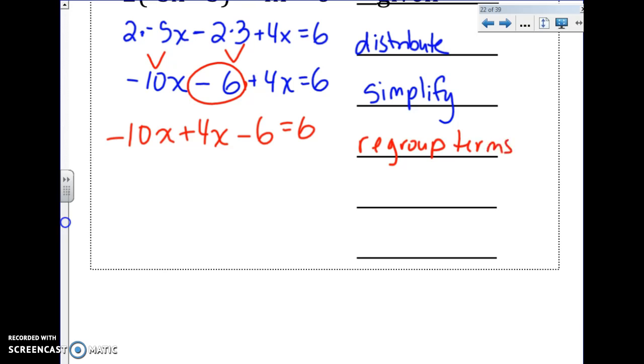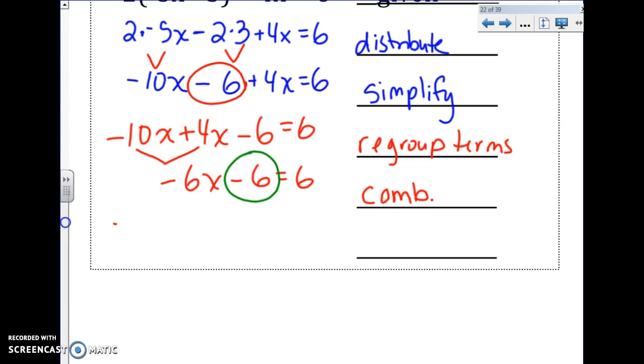All right. Now I'm going to want to combine like terms. Negative 10 plus 4 is negative 6x minus 6 equals 6. And I'm noticing I'm going to have to add 6 to both sides to get rid of this one using the additive inverse property. So negative 6x minus 6 plus 6 to both sides equals that 6 plus 6. There's a lot of 6's there. My goodness. I think I'm all mathed out today.